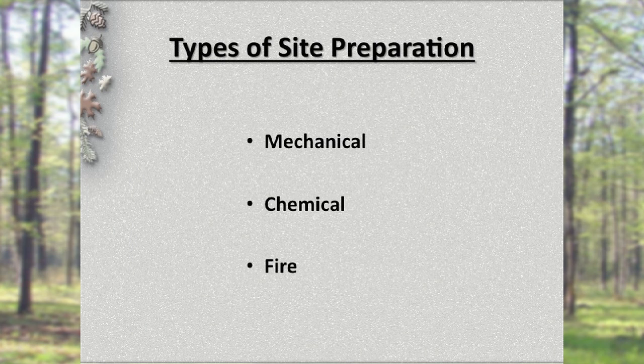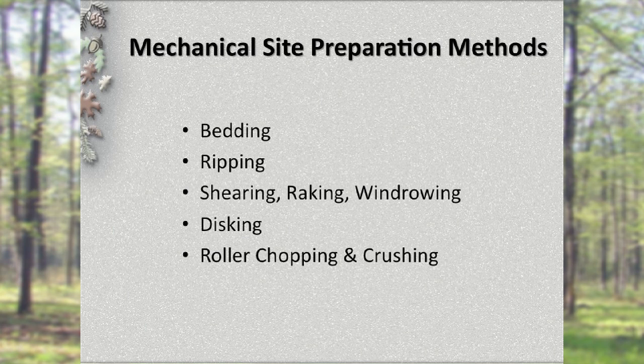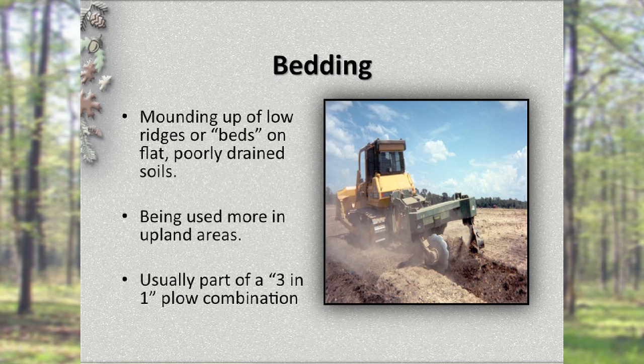All right, next up we have the types of site preparation, and there are 3 types that I've already addressed in the introduction to this presentation. There are mechanical methods, chemical methods, and then prescribed burning or fire. Among the more commonly used mechanical methods, there's bedding, ripping or subsoiling, shearing, raking and windrowing, disking, roller chopping, and crushing. And like I said, we'll go over these.